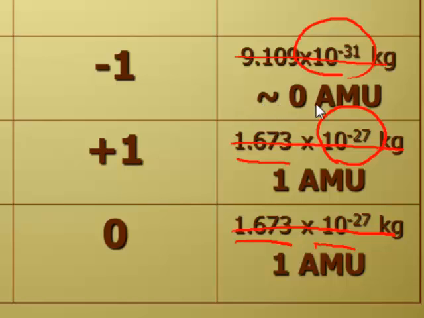Okay, and this means about 0, right? Correct. It doesn't mean 0, it means squiggly line 0. The squiggly line means approximately. They're close to 0. And this is exactly 1, and that's exactly 1.